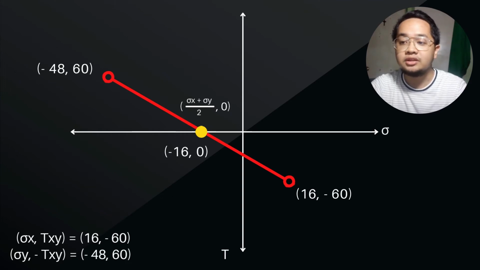Determine the x-coordinate of the central point by adding both x-coordinates of the other two points, 16 and negative 48, and divide the sum by 2. Same with the y-coordinate of the central point. Add both y-coordinates of the other two points, negative 60 and 60, and divide the sum by 2.